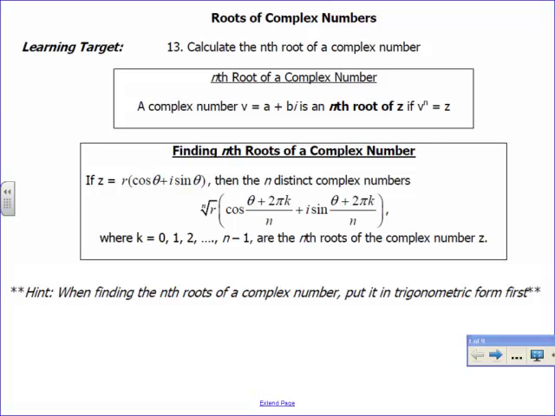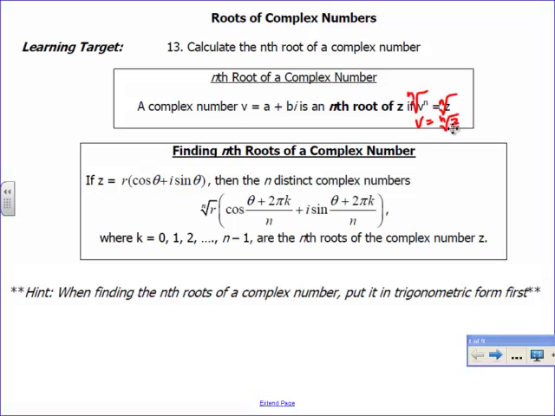Okay, first off, just a little definition of the nth root of a number. A complex number, v, which would be in standard form, a plus bi, is the nth root of z if v to the n equals z. Because if you were to solve that equation by taking the nth root of each side, then v would equal the nth root of z. So what we're looking for are the numbers v that would satisfy that nth root of any given complex number.